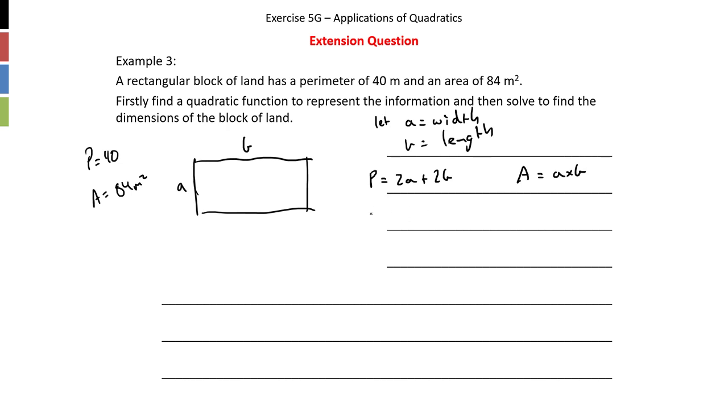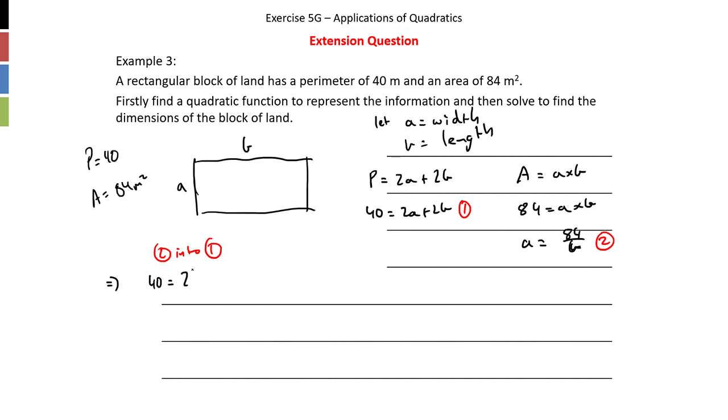So we get 40 equals 2a plus 2b, and we get 84 equals a times b. I'm going to rearrange this to make a the subject, so I get a equals 84 on b. This is sort of like that simultaneous equation stuff we're doing. I'm going to call this 1, I'm going to call this 2. Now I'm going to put 2 into 1.